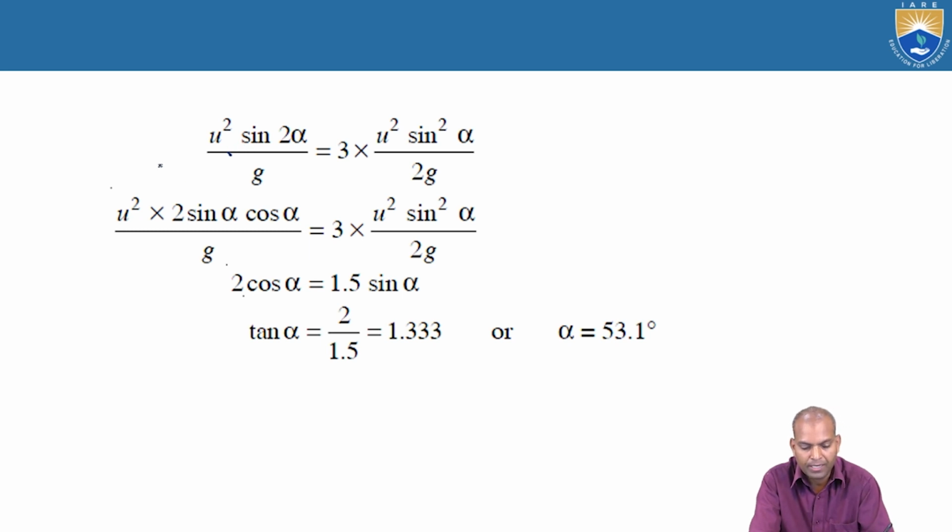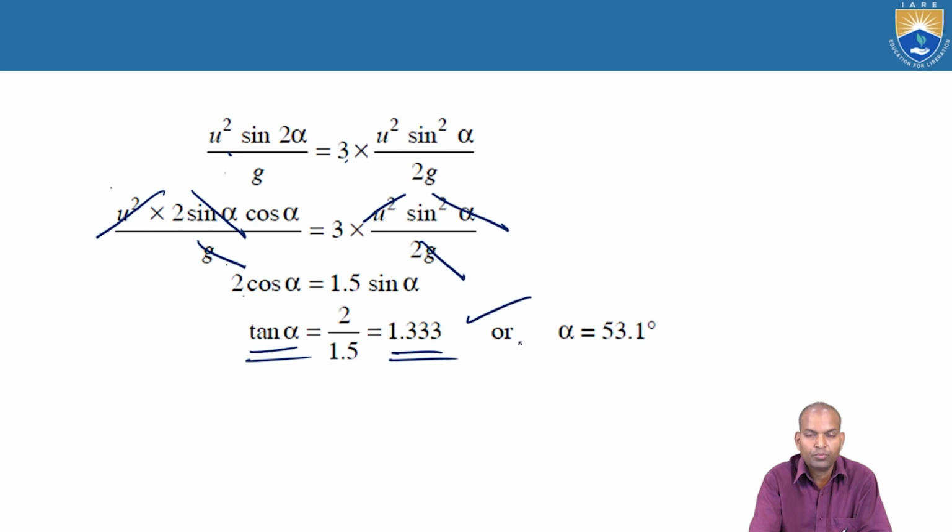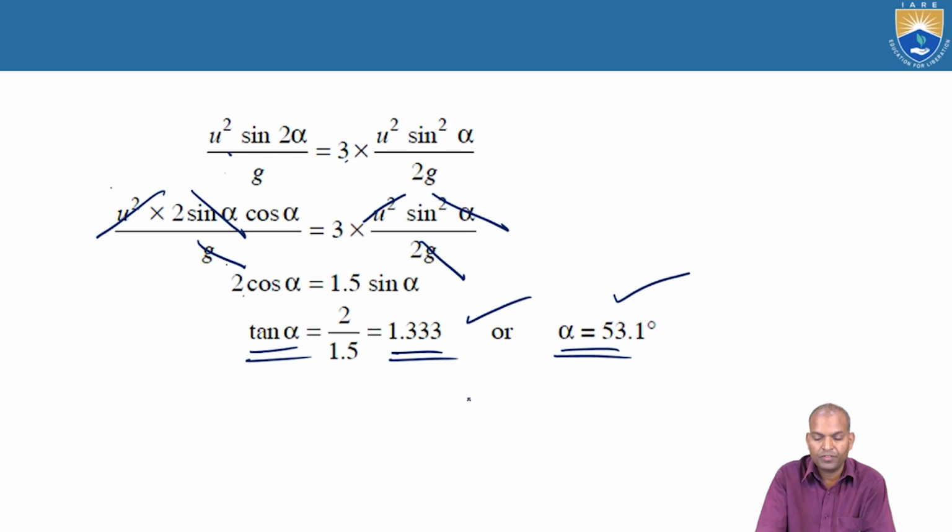Okay. Now, if you substitute here 3 times height, u square got cancelled, one sine alpha got cancelled, g got cancelled, then what is left? 2 times cos alpha equals 1.5 sine alpha. Then tan alpha equals, as I mentioned, 1.33. Then alpha equals tan inverse of 1.33. That is 53.1 degrees, the angle of projection when the range is 3 times the maximum height.